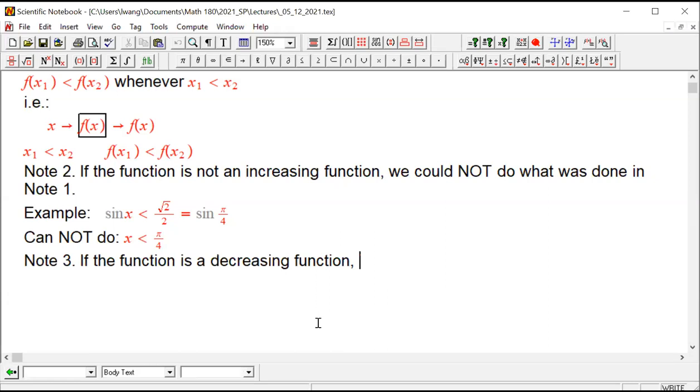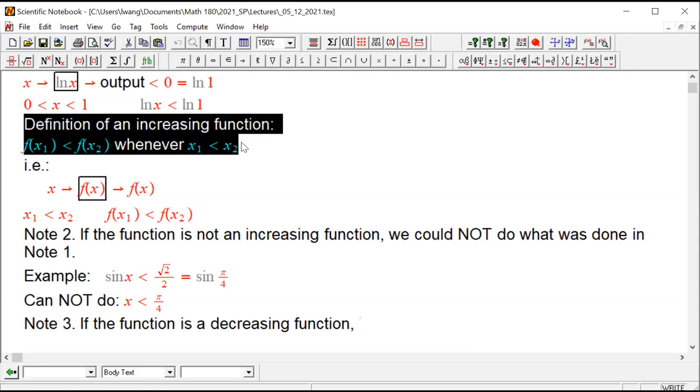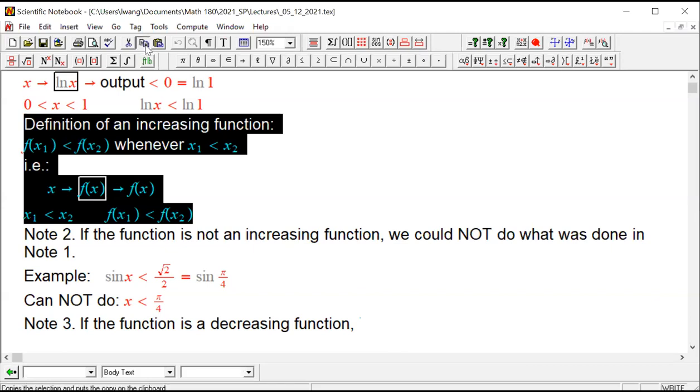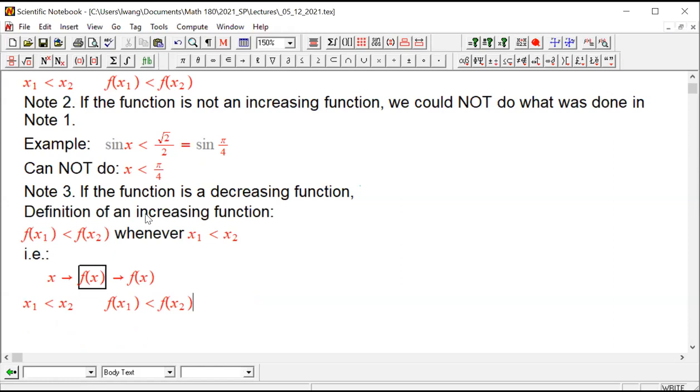So that concept of increasing function, decreasing function. Okay, so let's see what we know about decreasing functions, the definition of a decreasing function. Okay, so we're going to take the whole thing, and I'm going to make some changes. Okay, it's a decreasing function, right?